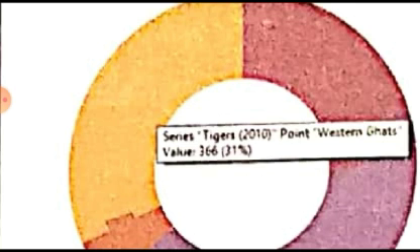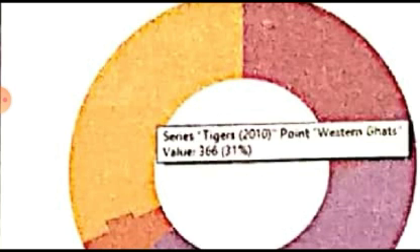Okay, it is representing the Western Ghats here, and what value is given here? It is 366, which comes out to be 31% of the total population. So 366 here is the 31% of the total population, which is shown in the sector. So how can we see the information in a particular sector?